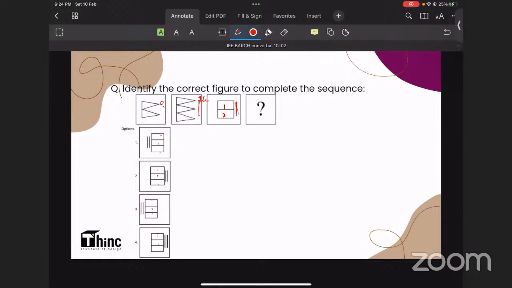And over here, the right side is having lines in all the figures. So left side lines we don't want. Okay, and we know that this is 0, this is 1. So there is an increase of +1 in number of lines, and number of divisions also increased by +1. So here also I am expecting a +1 increase in the number of lines. So 2 lines and a box like this is the expected answer, and it is present here. So that is the most probable answer.